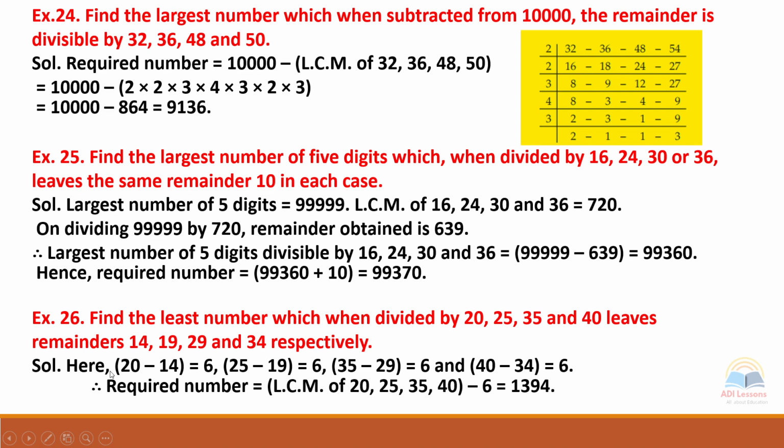Find the least number which when divided by 20, 25, 30 and 40 leaves remainders of 14, 19, 29 and 34 respectively. Here 20 minus 14 equals 6, 25 minus 19 equals 6, 30 minus 24 equals 6, 40 minus 34 equals 6. Required number is LCM of 20, 25, 35, 40 minus 6, which is equal to 1394.